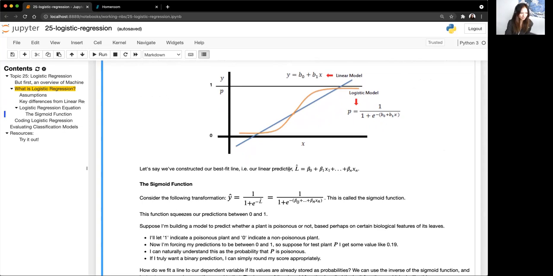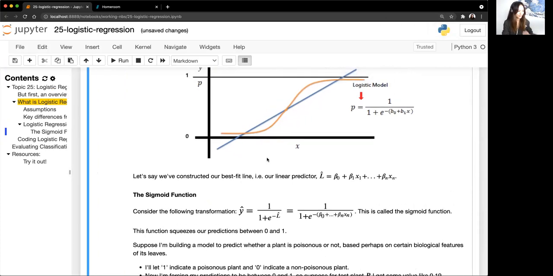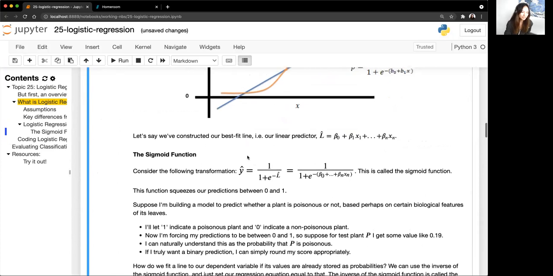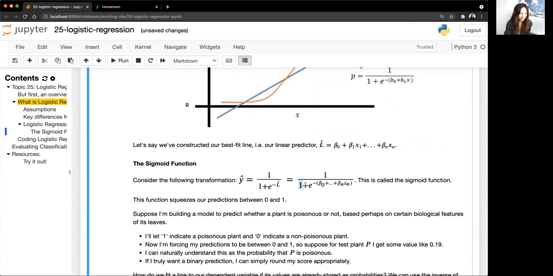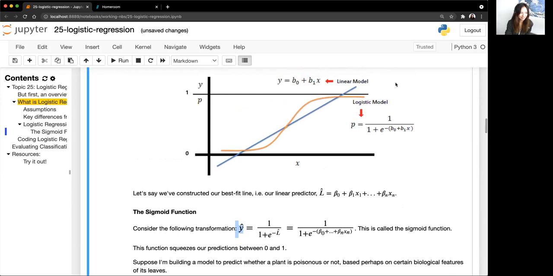So let's just say that we've constructed this as our best fit line, right? Our L being this intercept plus our coefficient times value, coefficient times value, coefficient times value. Let me zoom in so it's a little clearer. Okay. So if you have this transformation where pretty much you're doing 1 plus the exponent of negative all of your coefficients, this squeezes all of your y values between 0 and 1. So it's pretty much this transformation that gets all of your values to be between 0 and 1. So therefore, what you're doing is you're choosing your best betas to fit this y instead of this straight line y.